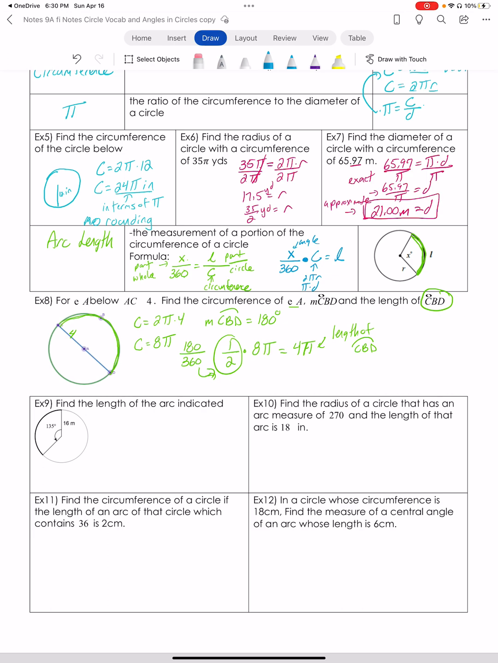So for example 9, it says find the length of the arc indicated. So I want to find the length of my arc. I know that the measure of the arc is 135 degrees over 360. And I know that my circumference is going to be 2 times pi times 16. So the length of my arc is going to be 135 over 360 times 32 pi. And you guys can multiply across and simplify.